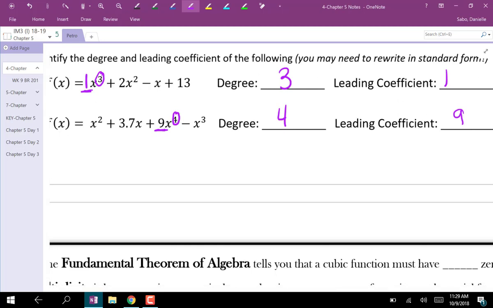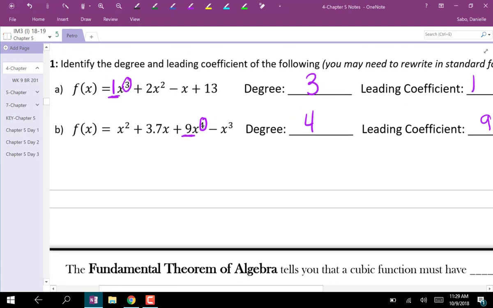Now, standard form just means that you go in descending order, and maybe I'll write it out for you for this one. Standard form, when you rewrite it, you would use that one first. Then you just go in order. The x cubed, plus x squared, and plus 3.7x. Okay, this is standard form. It goes in order. 4, 3, 2, 1.